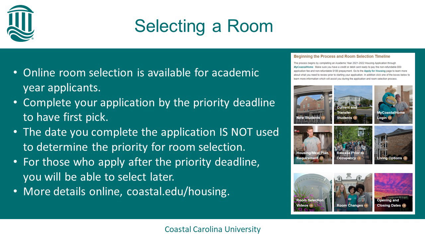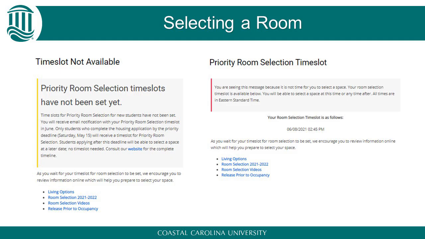We encourage all students to check out our website, coastal.edu/housing, for more information, including timelines. Once you complete your housing application and move past the roommate group selection, you may first see a message saying time slots are not available. Don't worry. It's not time for your time slot to be set. As you get closer to room selection, your time slot will be set, and the page will change, showing you that time slot. Your time slot will also be emailed to your CCU account.